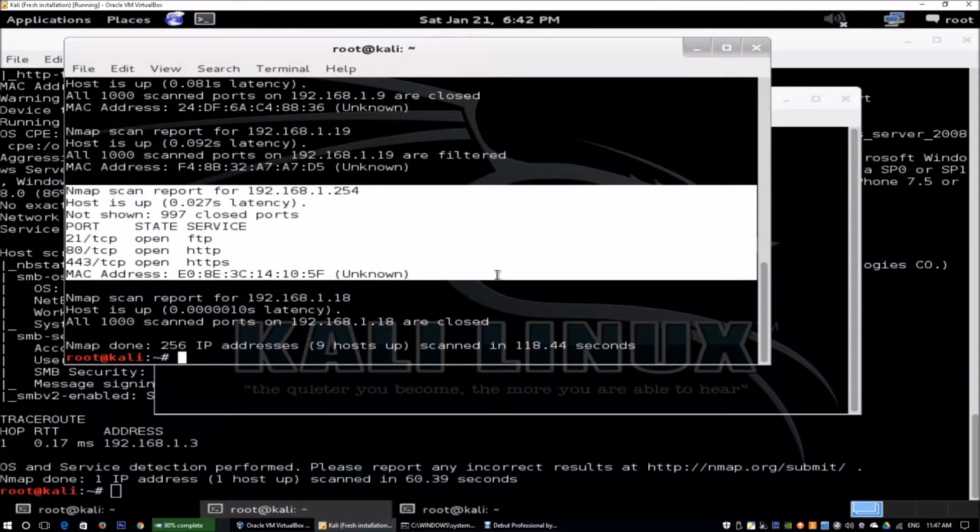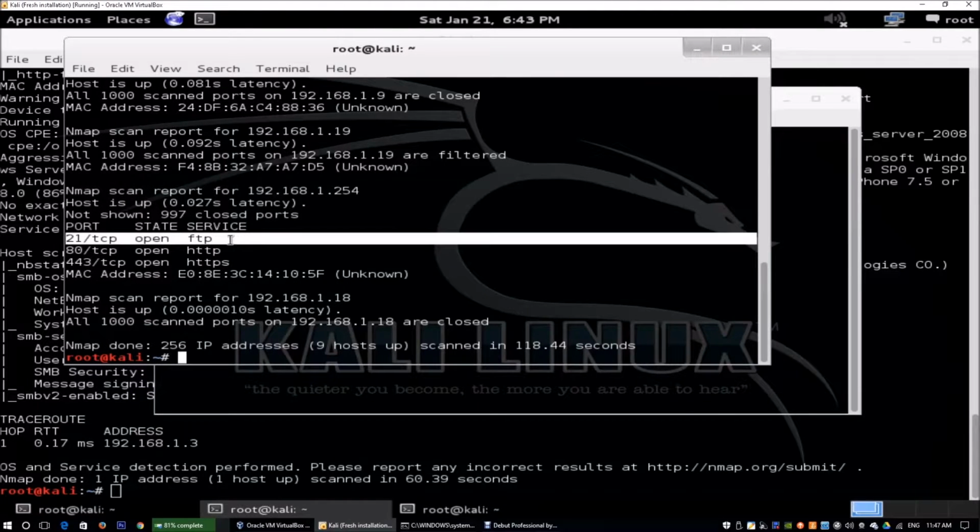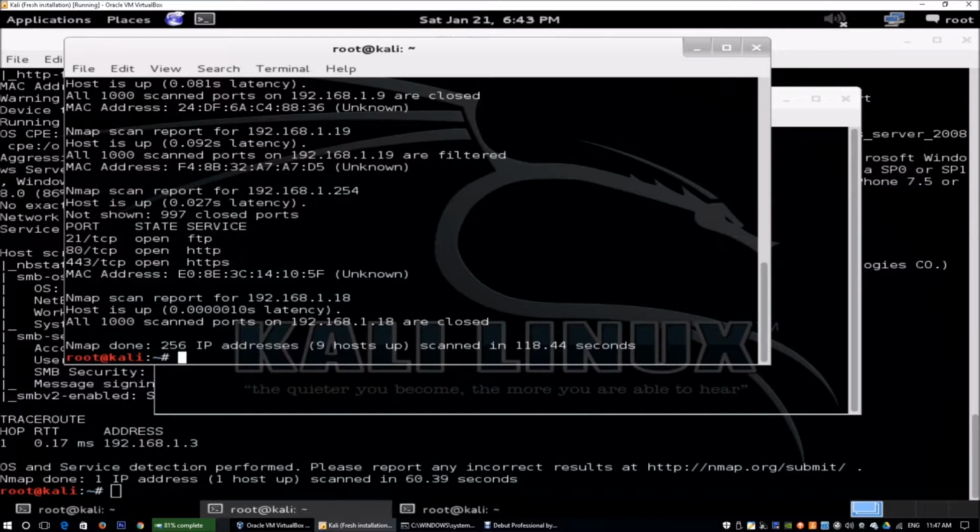However, we will look at 254. On 254, we can see that we have FTP running, HTTP running, and HTTPS running. If you have FTP running, there's a good chance that we can use some techniques that you see in my other videos, where we can brute force into the FTP access.